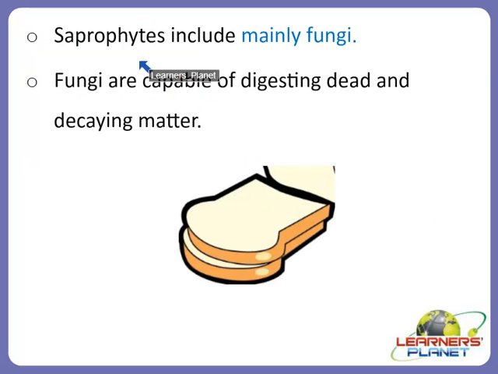So let us see what basically it includes. Saprophytes include mainly fungi. The fungi are capable of digesting dead and decaying matter. How do saprophytic plants manage their nutrition? These are the plants that live off the rotting material, and they grow in places with lots of rotting dead leaves, often in the deep shade in tropical forests. And then they digest this dead and decaying matter. So one of the examples is the fungi.